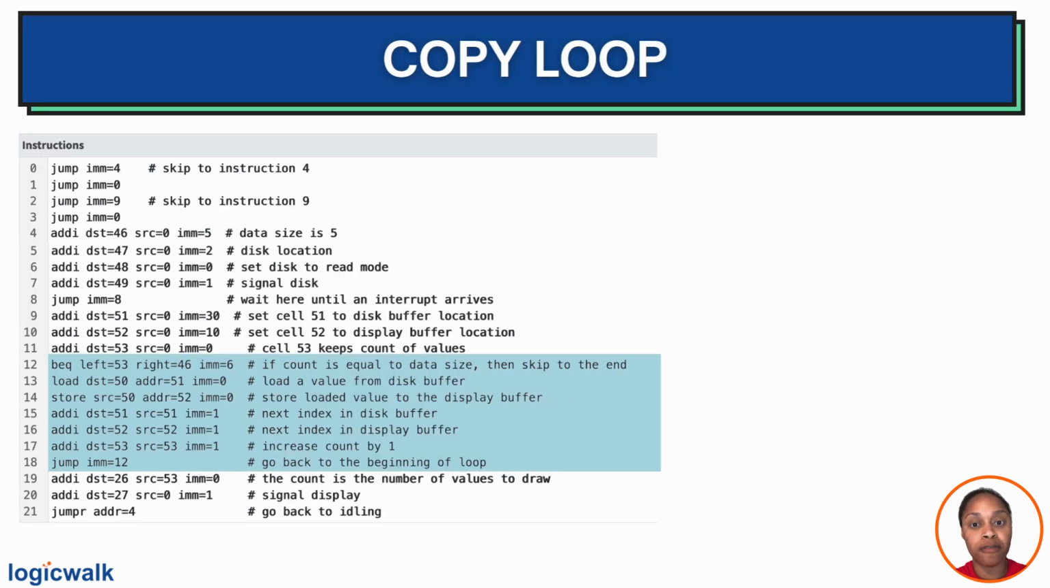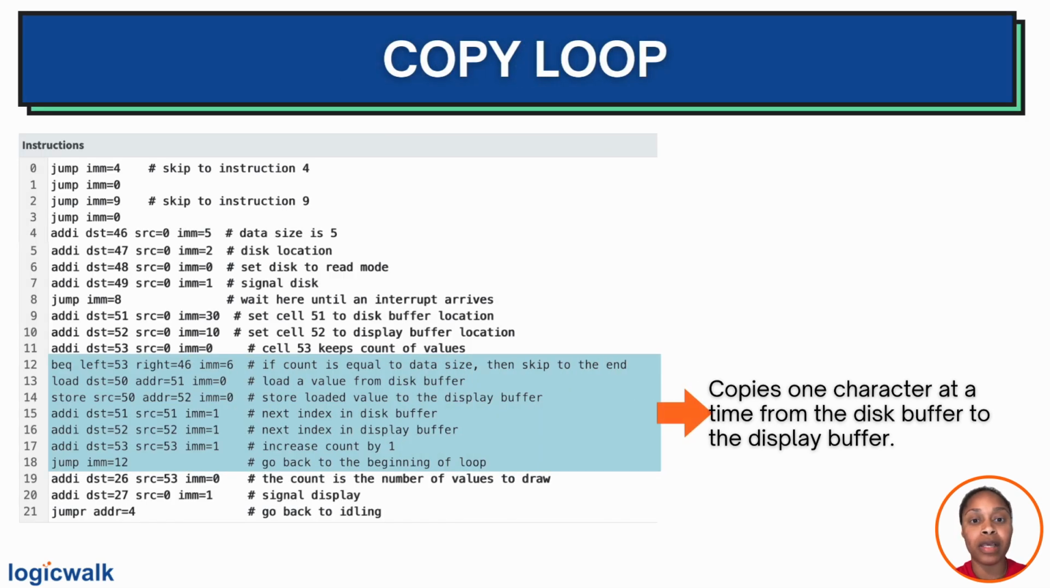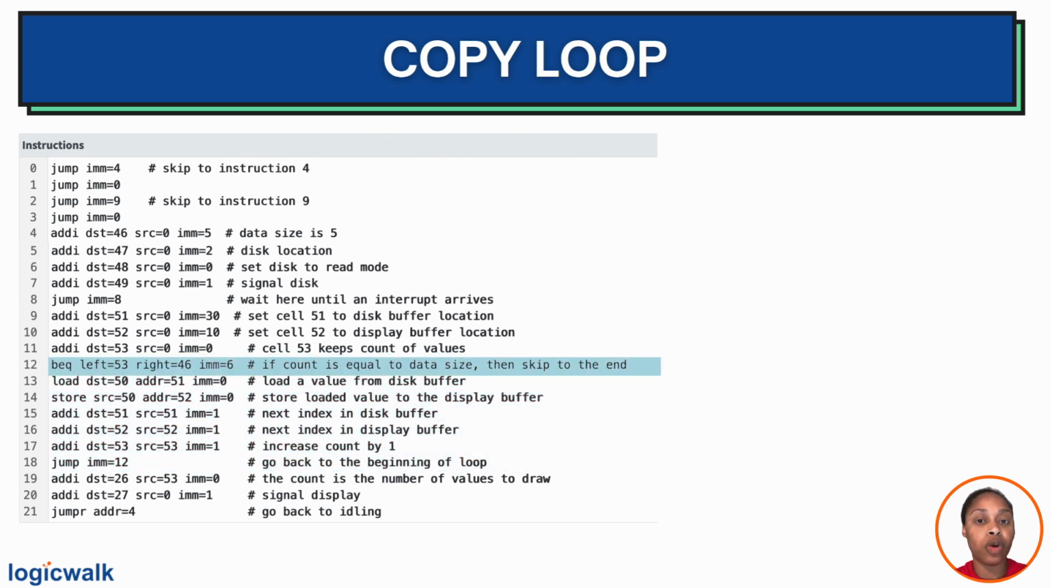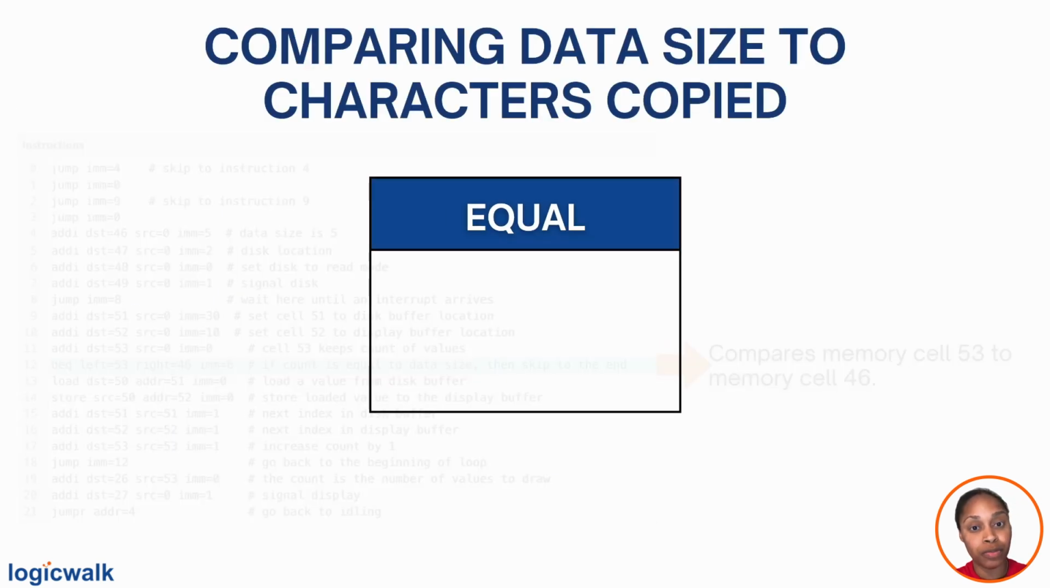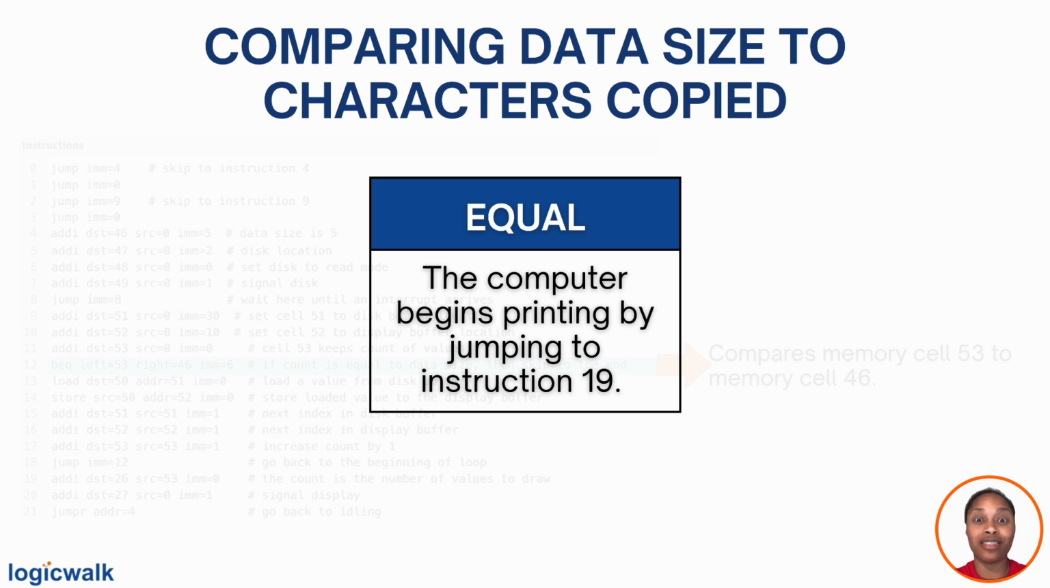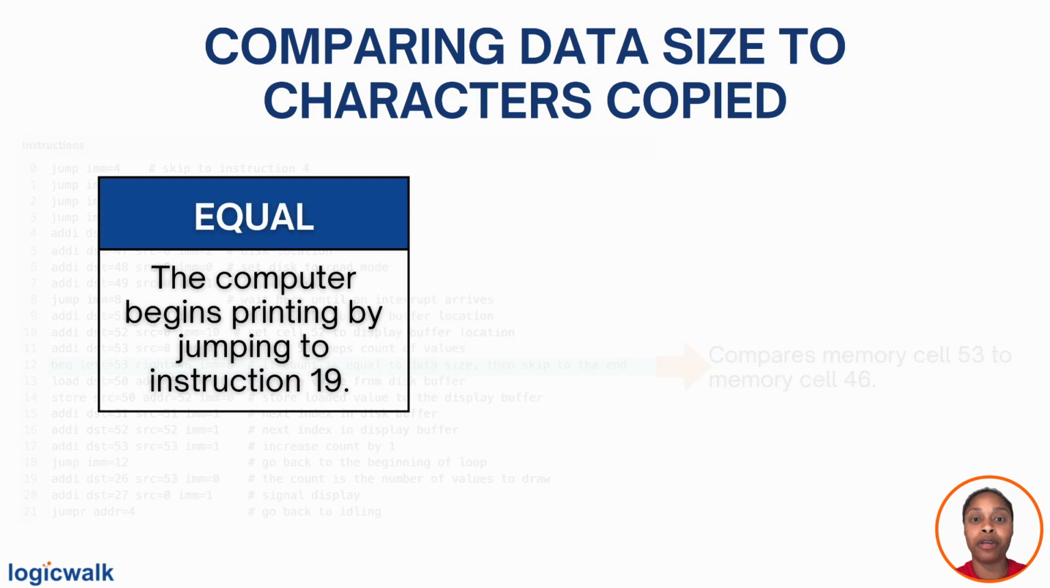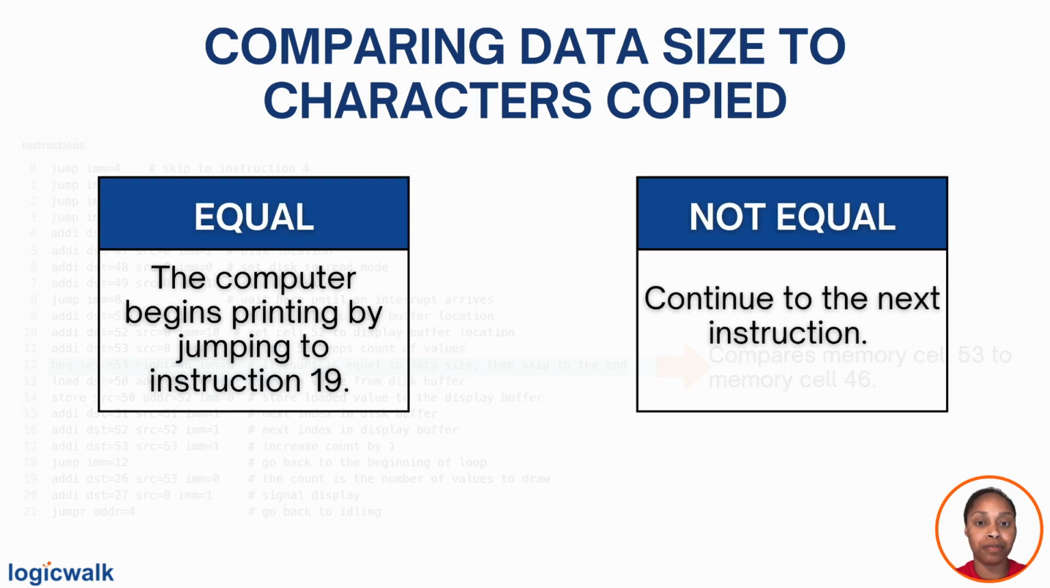In instructions 12 to 18, the computer copies the characters from the disk buffer to the display buffer, one character at a time. Instruction 12 compares cell 53, the characters copied, to cell 46, which is the data size. If equal, the computer will jump to instruction 19 to start printing. If not, the computer will proceed to instruction 13.